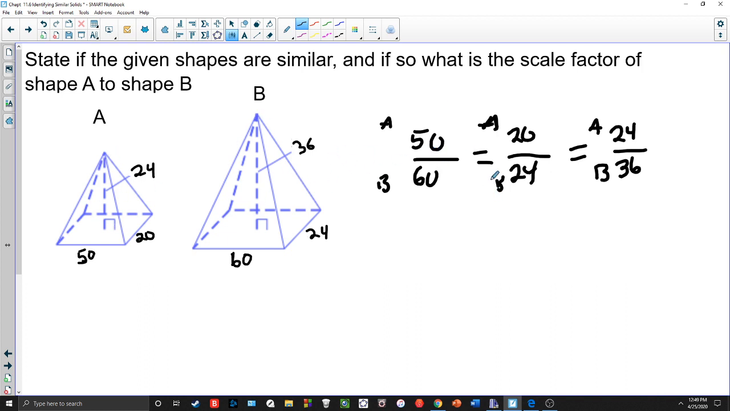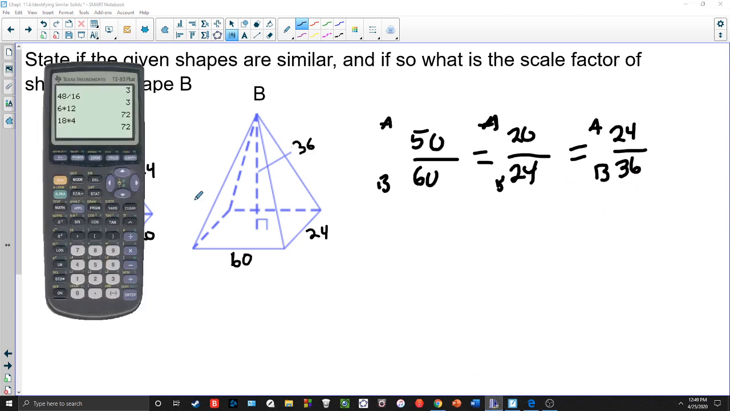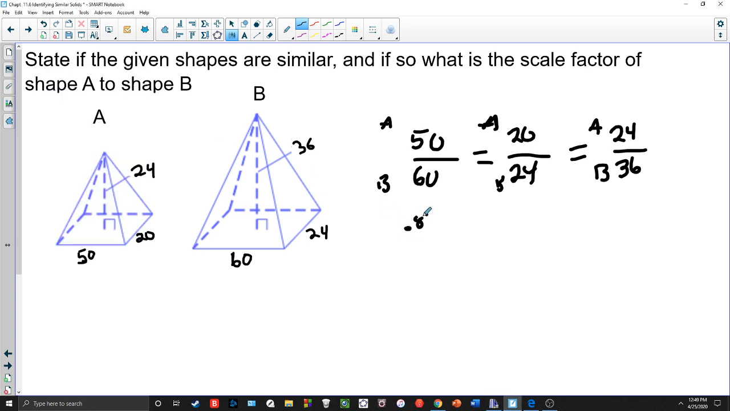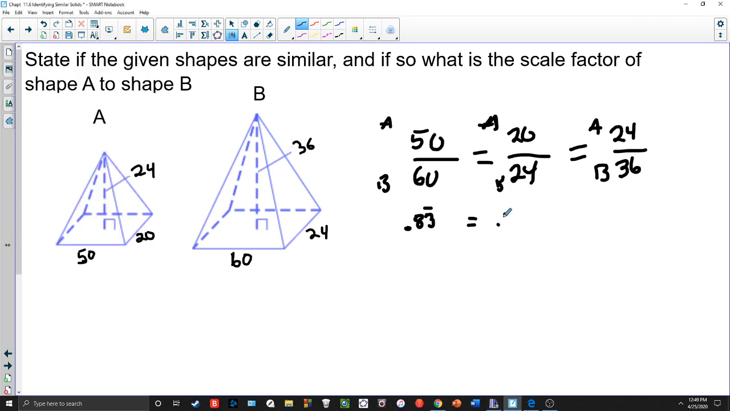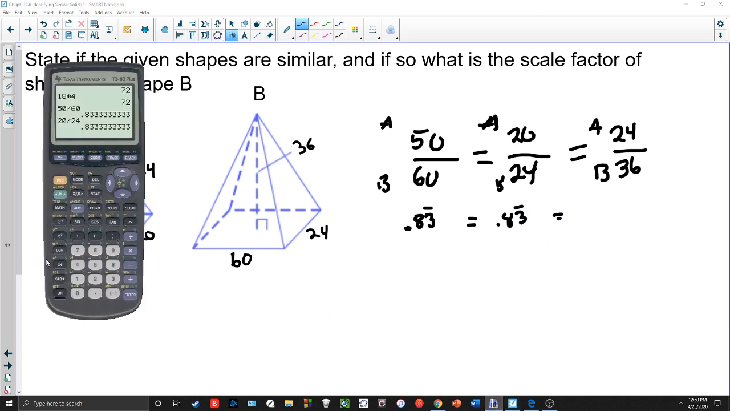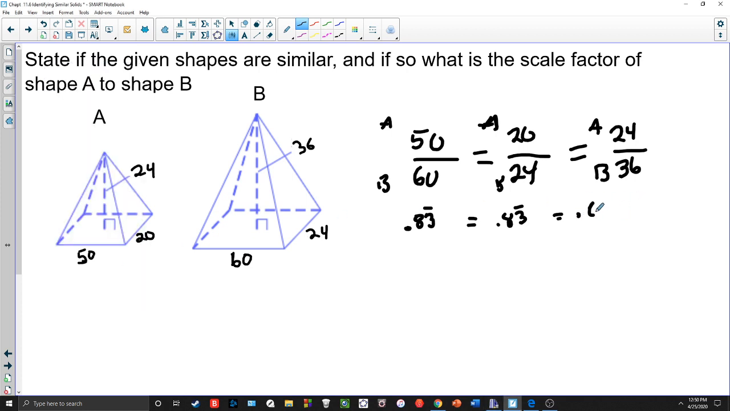So now if I want to check if they're equal, I can either divide these or reduce their fractions. So let me just go ahead and divide them because they're kind of big numbers. So 50 divided by 60, that's 0.83 repeating. Here, 20 over 24, 0.83 repeating, looking good so far. If this is 0.83 repeating, we got a similar shape. So 24 to 36, so close. 0.6 repeating.